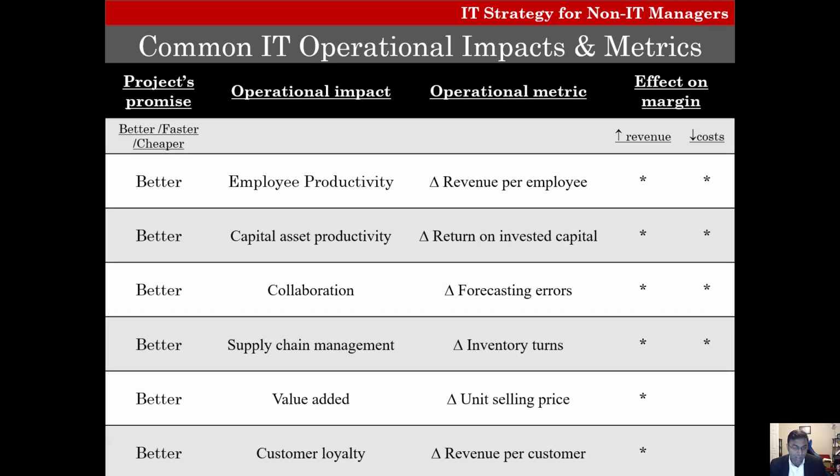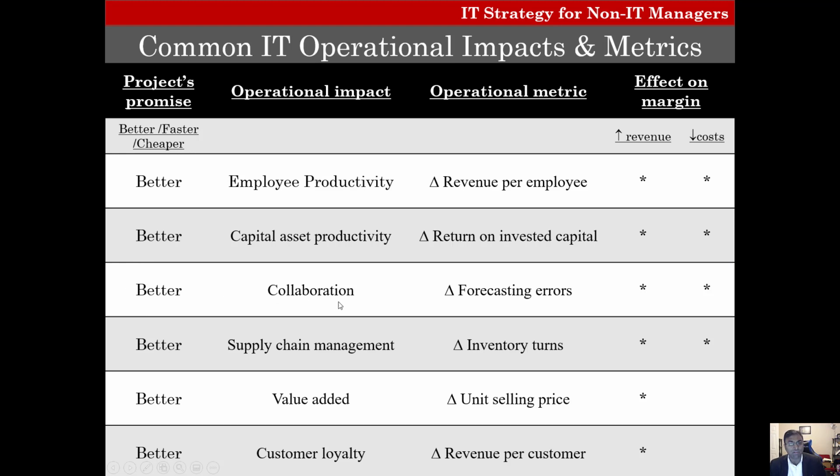So here we have some common IT operational impacts and metrics. Let's take examples of better, cheaper, faster, and then we can look at how it impacts your margin. Better employee productivity: the operational metric is change in revenue per employee, which increases revenue, and it could also decrease costs. Better capital asset productivity: the metric is change in return on invested capital, which again improves revenue, reduces costs, so increases margin.